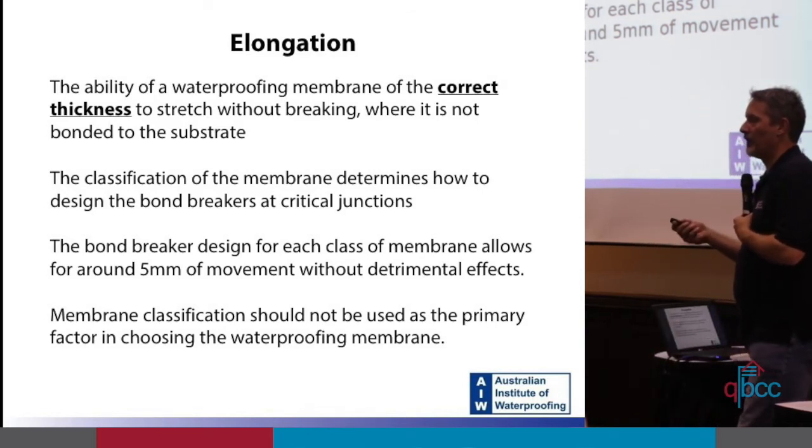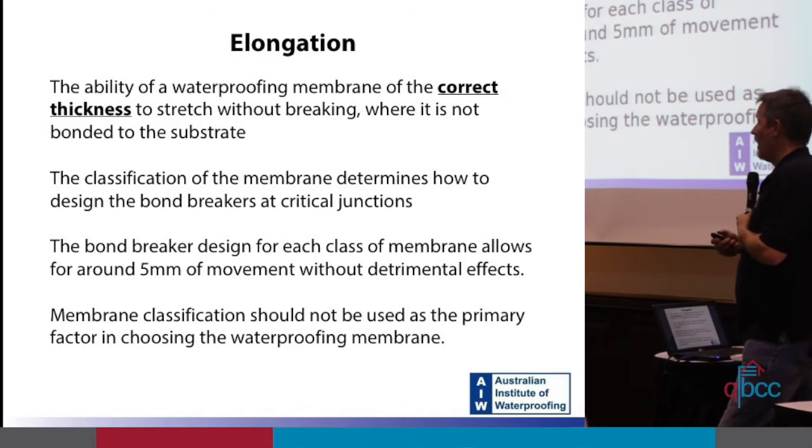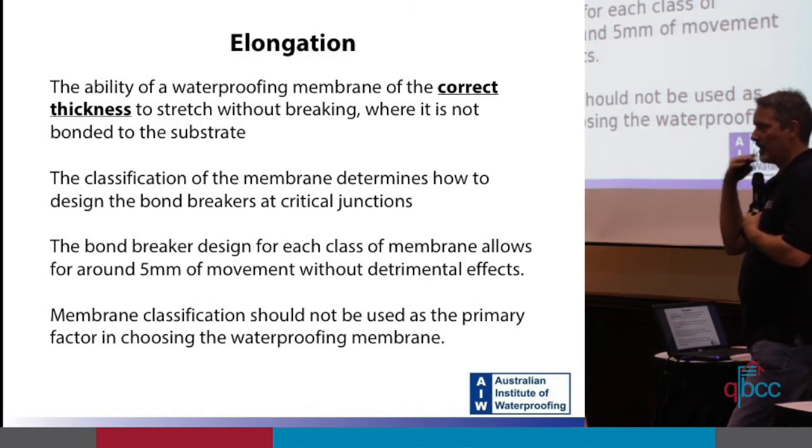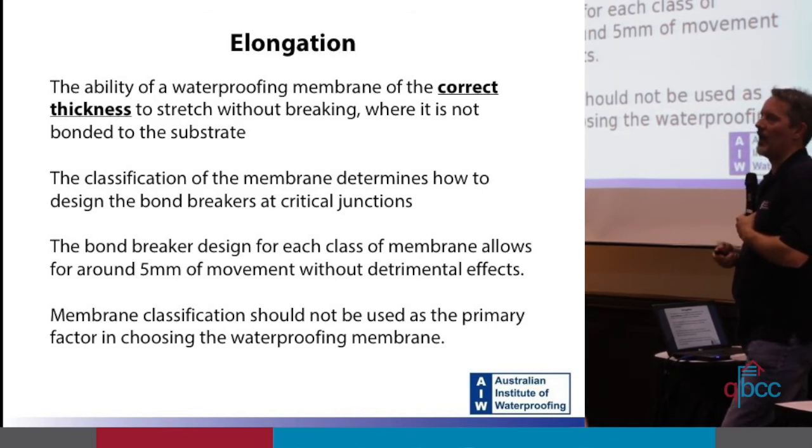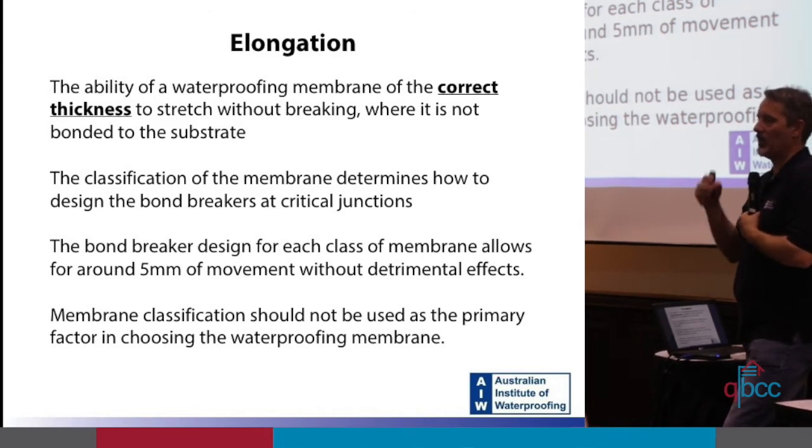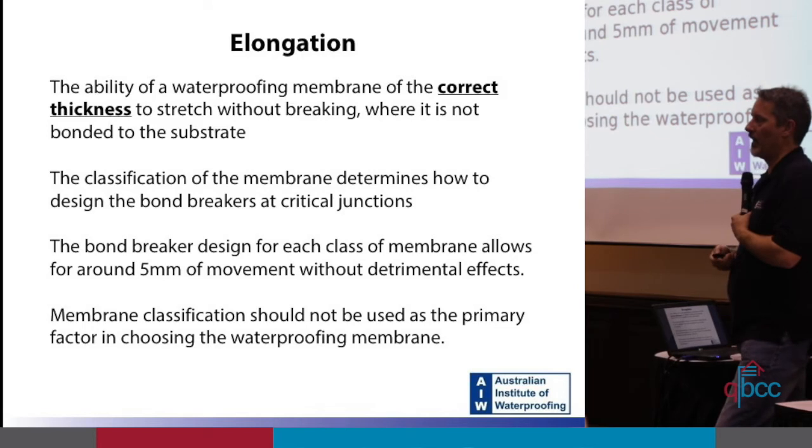All right, so therefore, membrane classification should not be used as a primary factor for choosing the waterproofing system. So for a particular application, a class 2 membrane may well do a better job than a class 3 membrane for a particular job. You just have to do the detailing properly. All right, so don't think just because a membrane's class 3 rather than class 2, it's going to be a better product for that particular application.